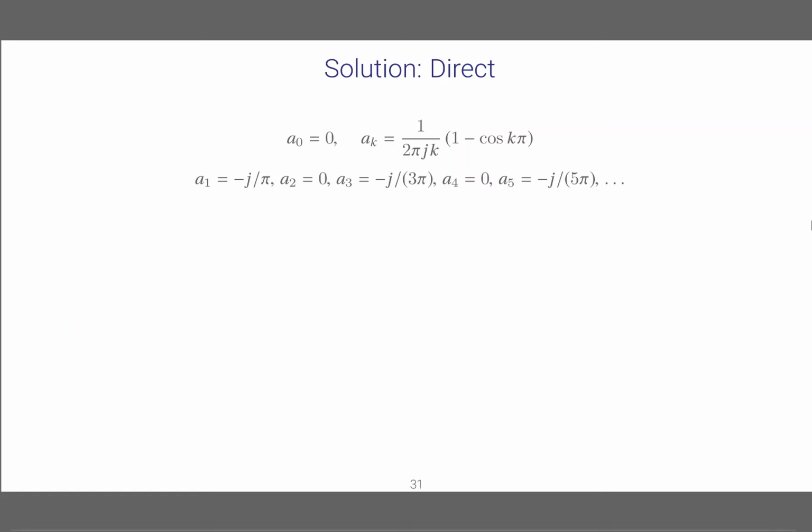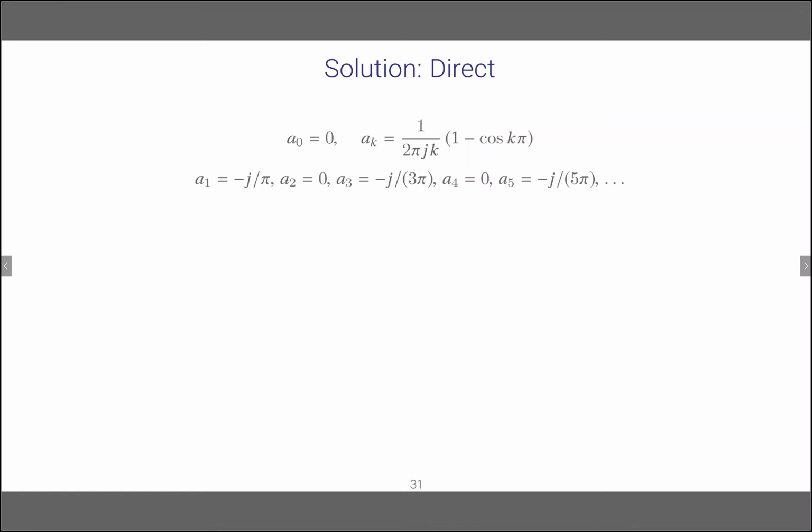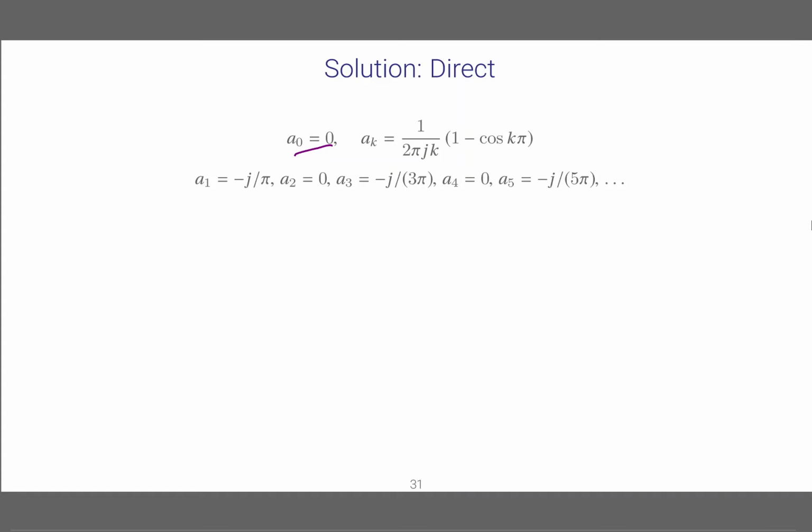Okay, the direct solution, I will directly write it. You note the average of that signal is 0. So a_k is 1 over 2 pi j k times (1 minus cos k pi). If you write for different values, when you put k equals 1, you get minus j over pi, a2 is 0, a3 is minus j over 3 pi, a4 is 0, a5 is minus j over 5 pi, and so on.